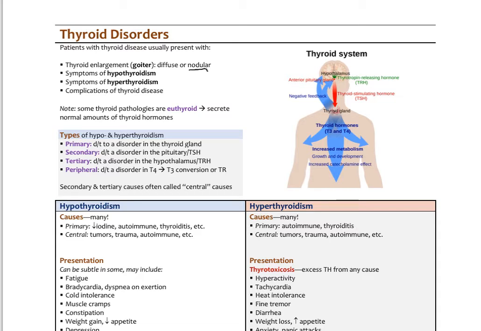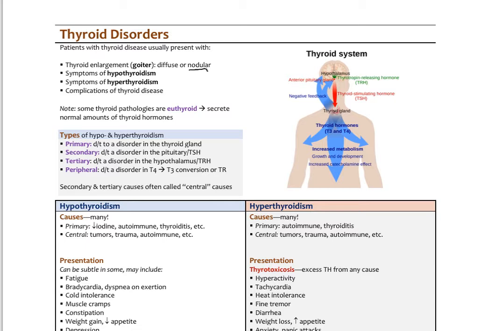Also symptoms, there could be symptoms of hypothyroidism or symptoms of hyper, and I'll review those here in just a second. And then we can have any of the complications of thyroid disease. So for example, with hyperthyroidism, the increased bone loss, increased incidence of arrhythmias, and the different aspects of hypo that we've already discussed in the physiology section.